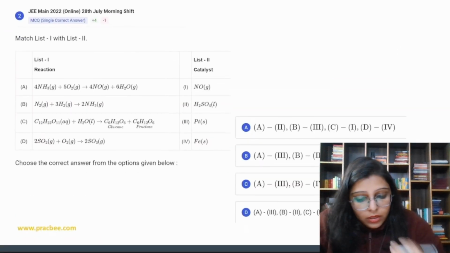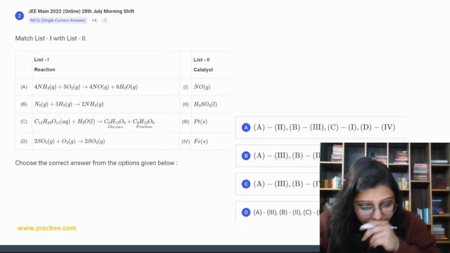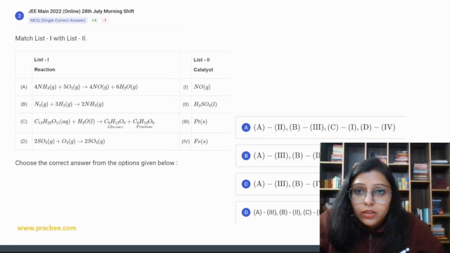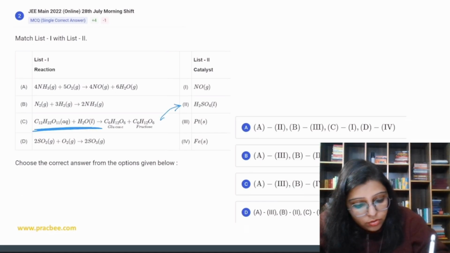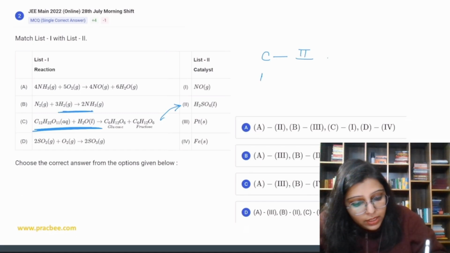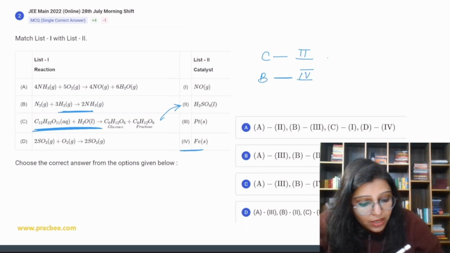Now next question. This is based on the catalyst. For sucrose, C12H22O11, we need H2SO4. So C can be matched with second. B is Haber's process, and Haber's process can be matched with iron. So B can be matched with fourth.